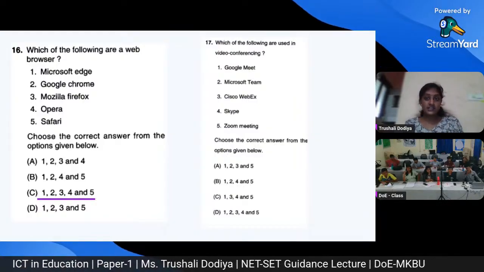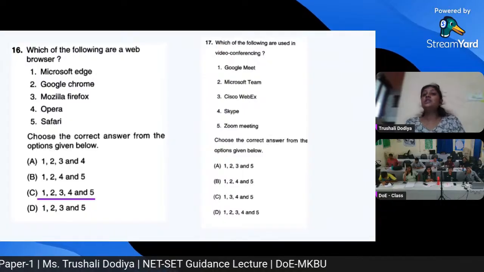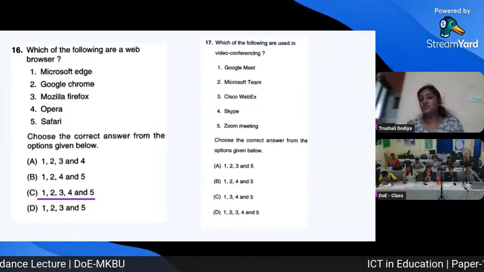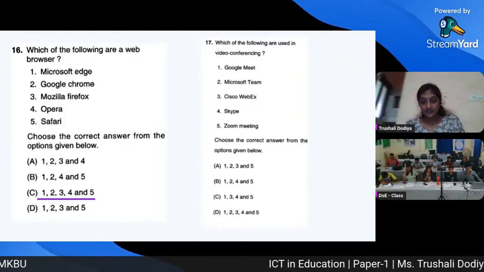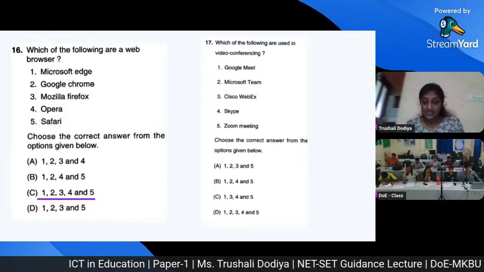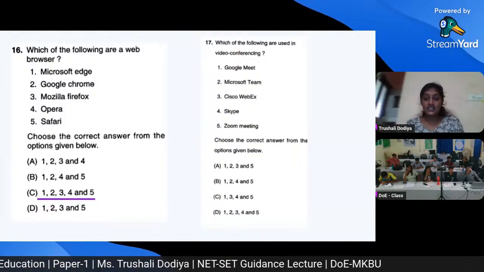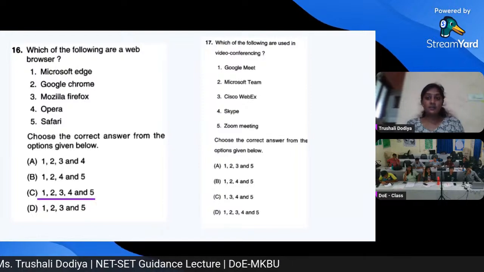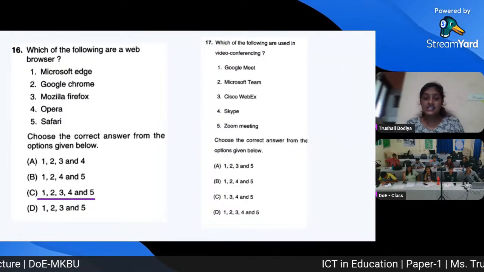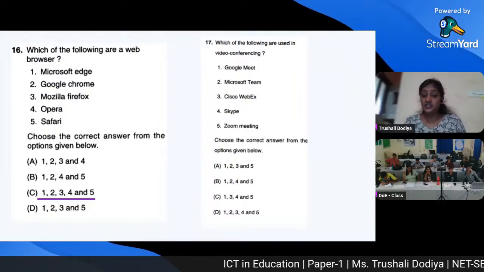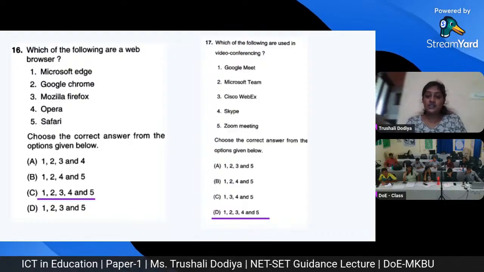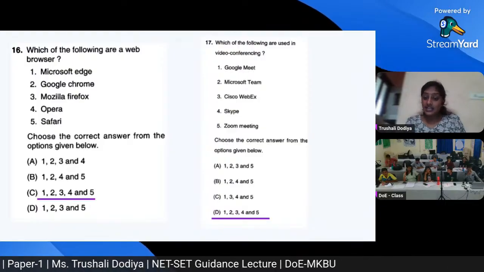The fourth question is, which of the following are used in video conferencing? For video conferencing, what platforms are we using? Google Meet, we are aware of that. Microsoft Teams, we are using that. Cisco WebEx as well. During the COVID period, our teachers used Cisco WebEx for online teaching and learning meetings. Skype is also providing us video conferencing, and Zoom. So all the options, 1, 2, 3, 4, 5, are correct.